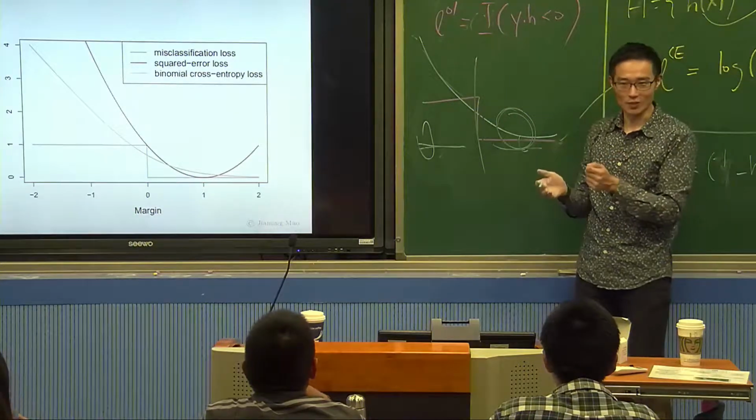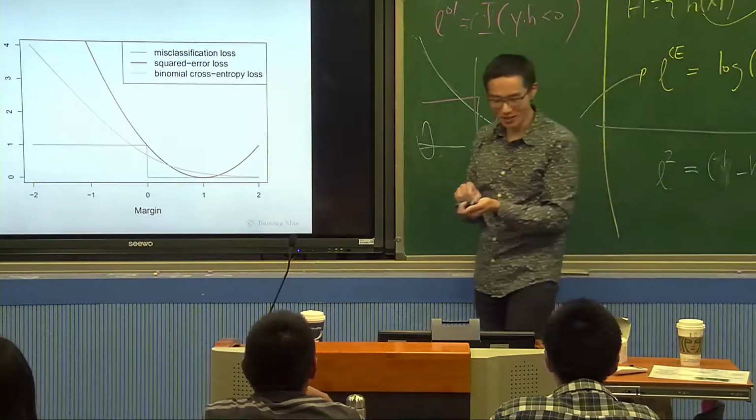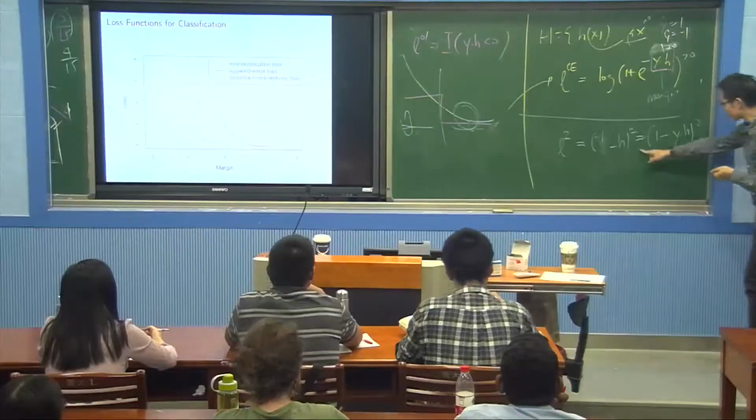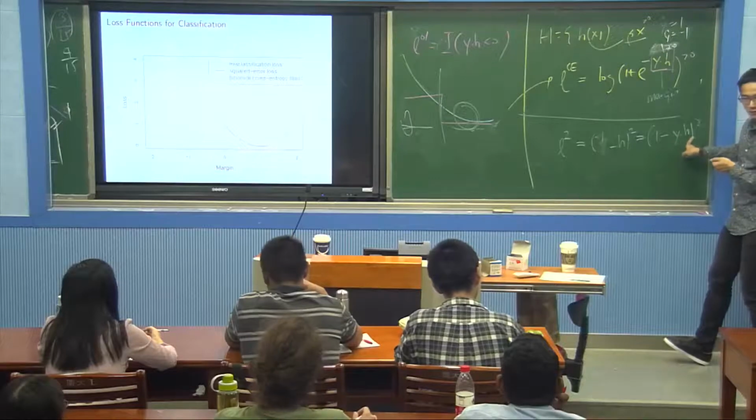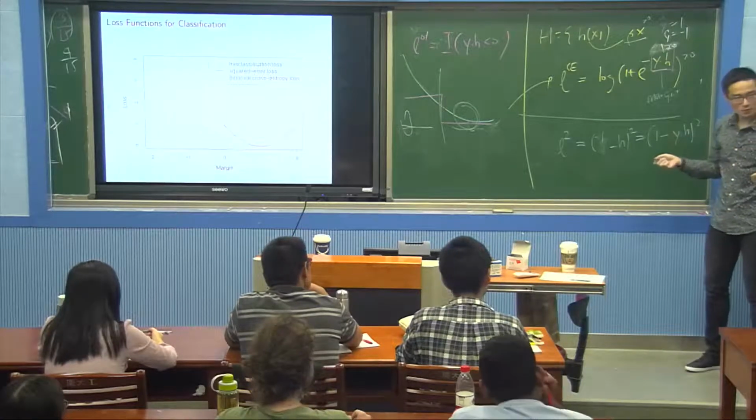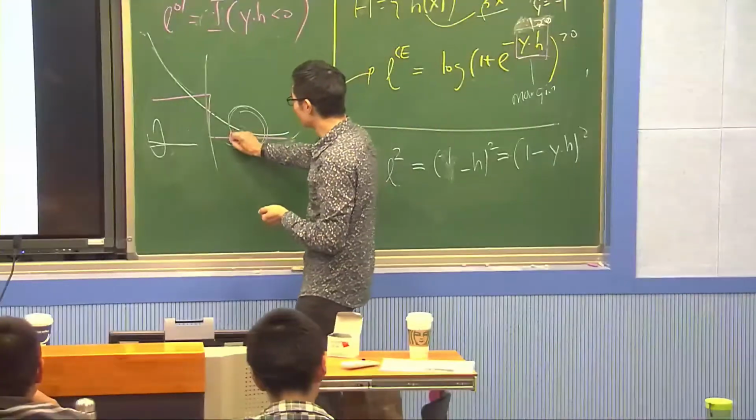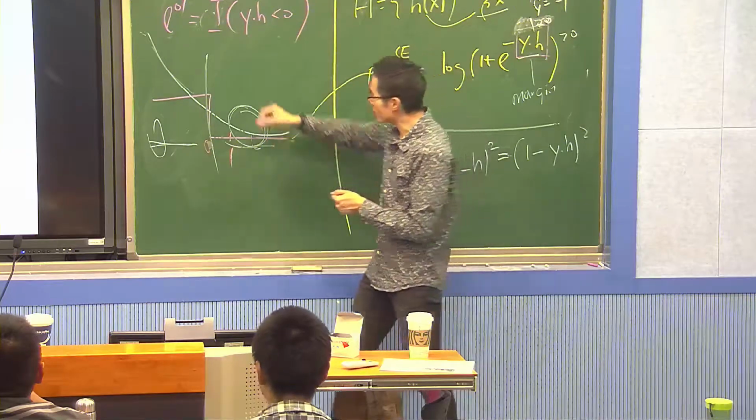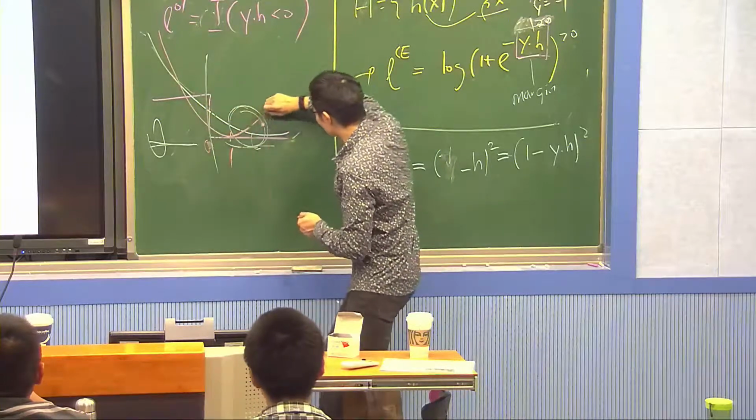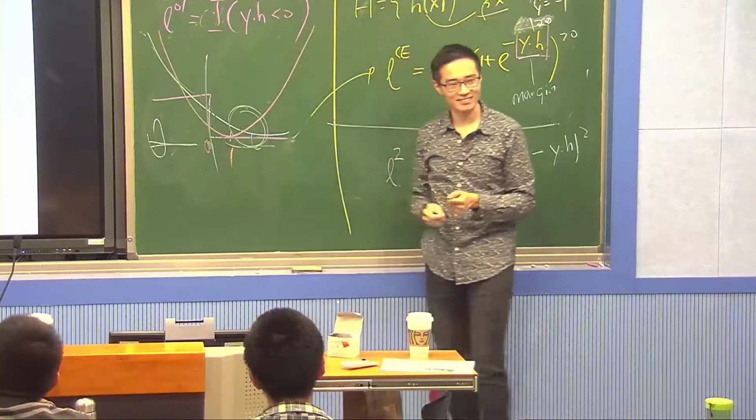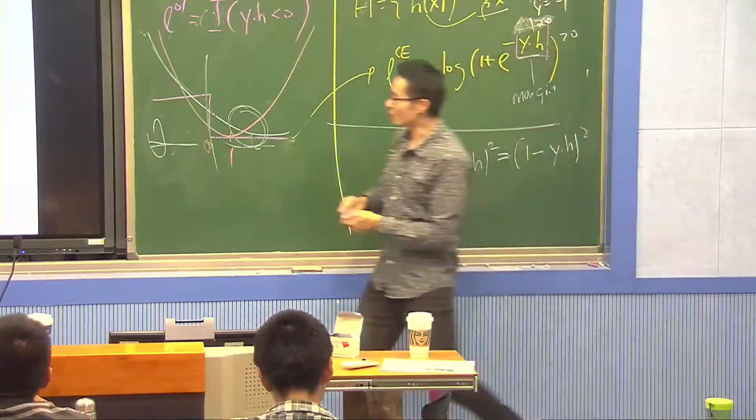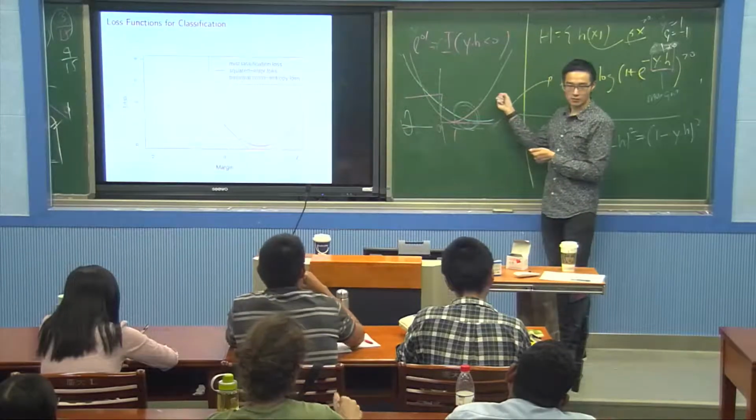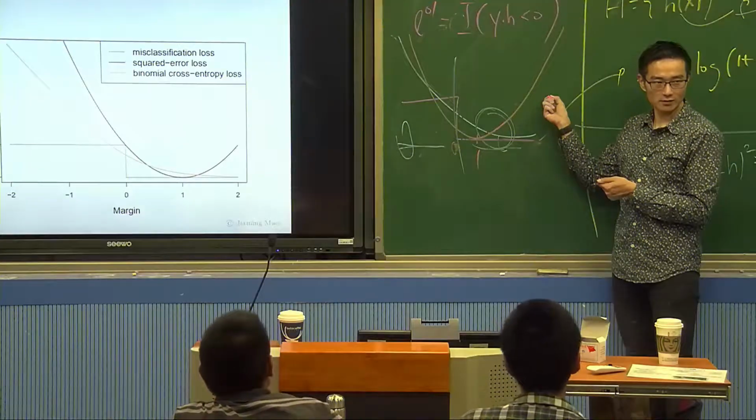What is the least square? What is the least square linear regression? The least square linear regression uses L2, and the L2 looks like this: (1 minus margin) squared. What does (1 minus margin) squared look like? Suppose this is 1, because this is 0. The (1 minus margin) squared looks something like this, right? On the graph you can see it, right? Something like this. Is this a good loss function for classification?